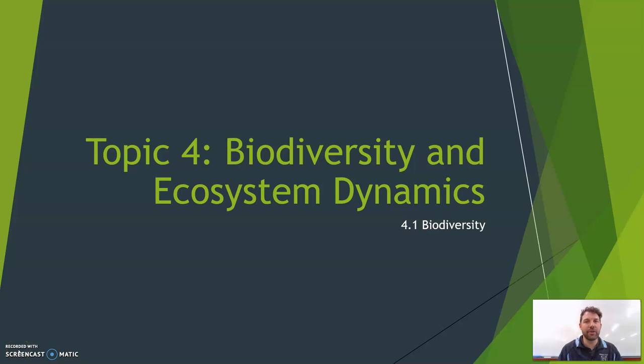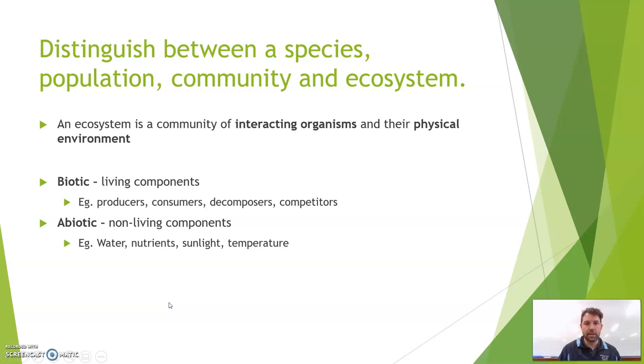I'm here to talk through our start of Topic 4, and we'll start with 4.1 Biodiversity. Topic 4 is Biodiversity and Ecosystem Dynamics. I'll be working from page 310 of your textbook. There we go. The first part of 4.1 is distinguishing between a species, population, community, and ecosystem.